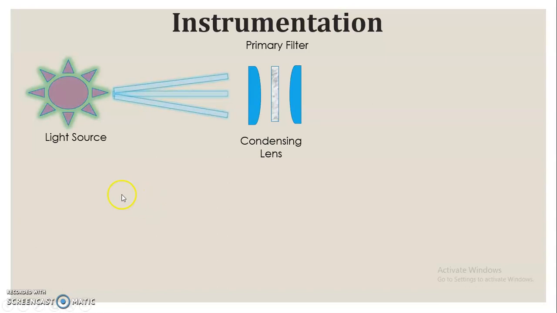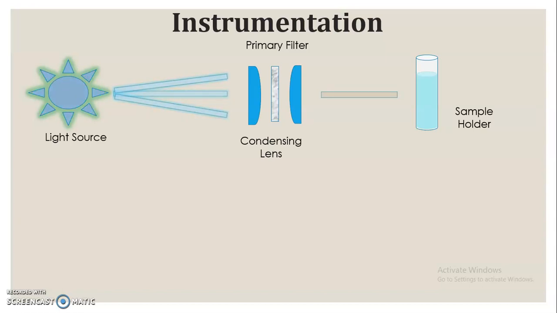Also, this system consists of a condensing lens. The role of this condensing lens is the collection of the radiation from the source. It will focus the radiations coming from the light source onto the primary filter. After this, the radiations coming from the primary filter, which are the UV radiations only, go to the sample holder. Now, the sample will carry out the absorption of the radiations.